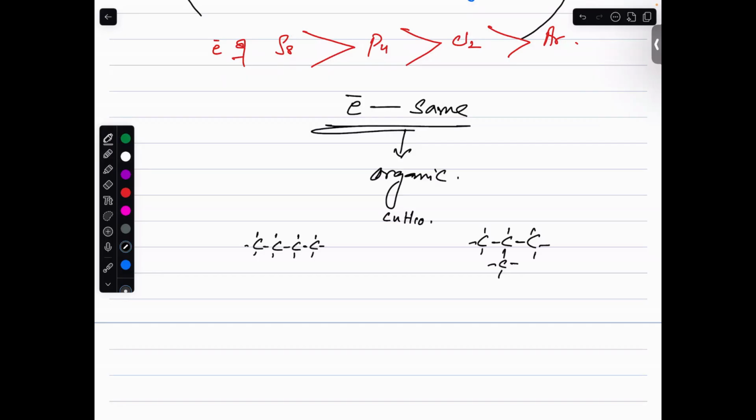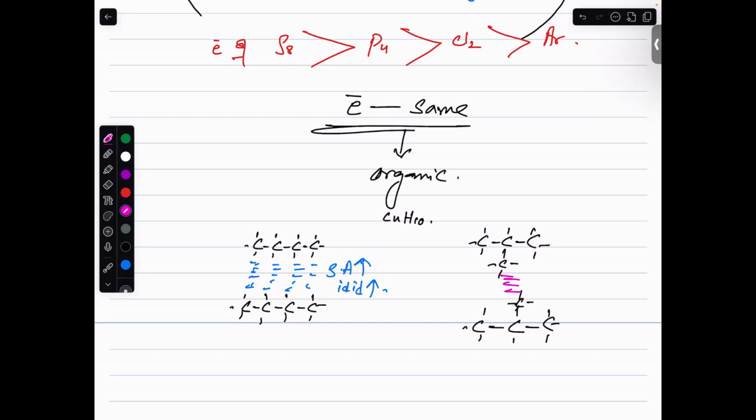If they are straight chain, the surface area of contact is more. Surface area is more. The ID or TDID are what? Strong. But if you have this branched molecule, look, the branch has less surface area of contact. So the ID are weak.